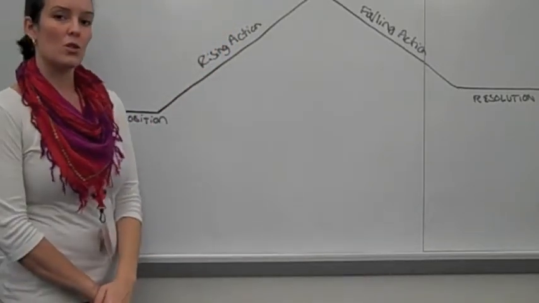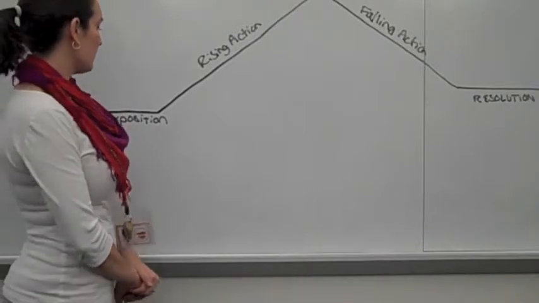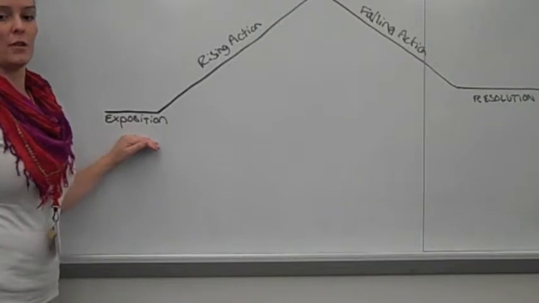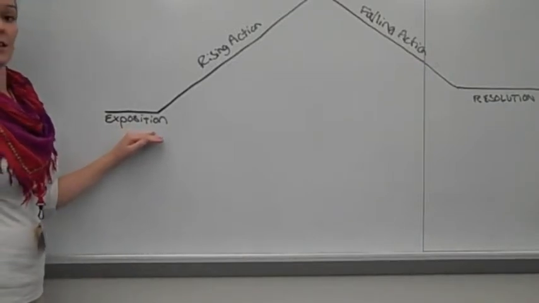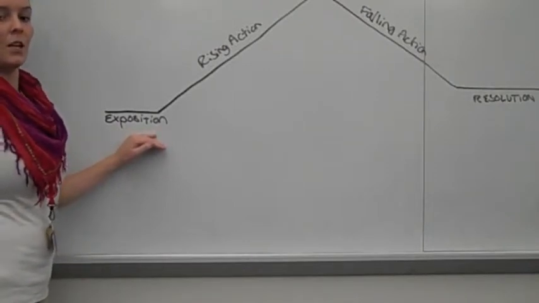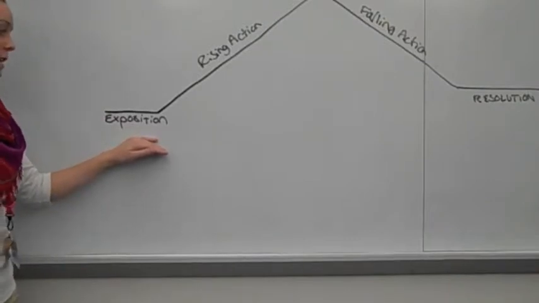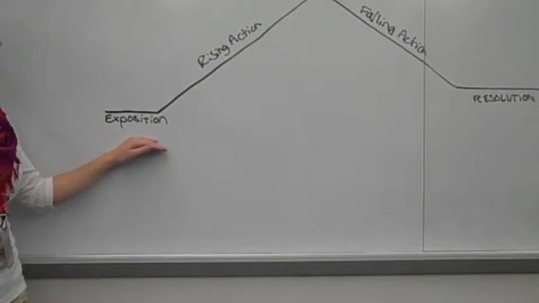Let's relate this to a story we've already read, The Gift of the Magi by O. Henry. In the exposition, we learn about Della and Jim Dillingham Young. We know that they're a poor couple due to how much money they make and that they live in New York City. We also learn that each of Della and Jim has a possession that they're proud of: Della, her hair, and Jim, his watch.